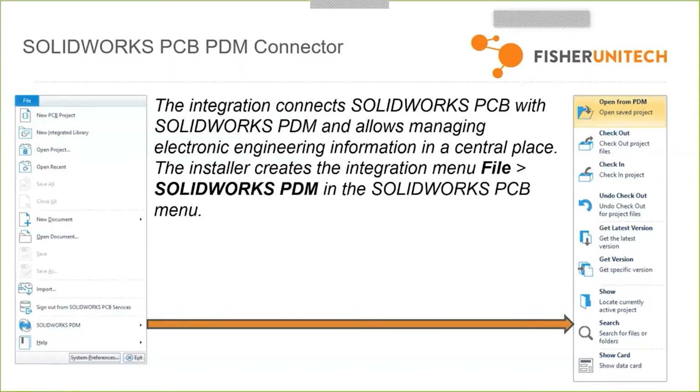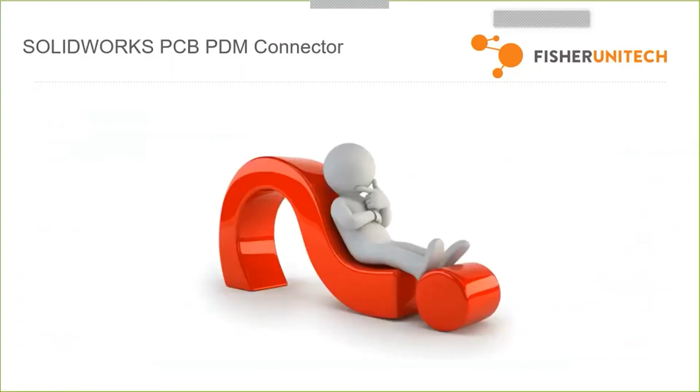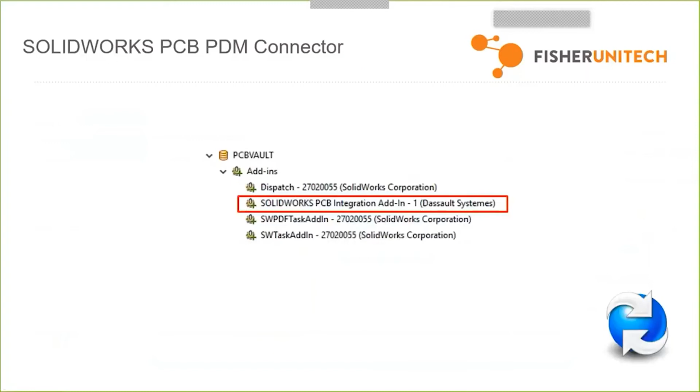So this one creates PDM and allows managing of electrical engineering information in a central place, just like the electrical connector. But instead of a ribbon bar, under File within PCB, you have SOLIDWORKS PDM, which brings you a flyout of your options. So your open, your checkout, your check-in, undo checkout. So the same options that were in SOLIDWORKS Electrical, it's just instead of a ribbon bar, it is within the flyout.